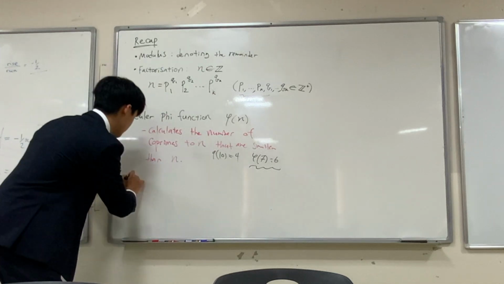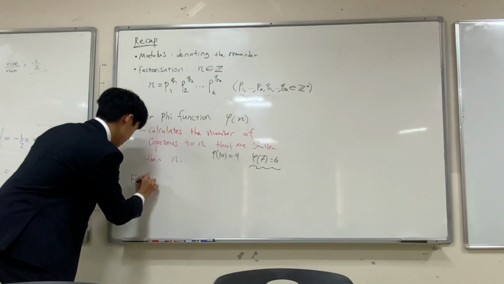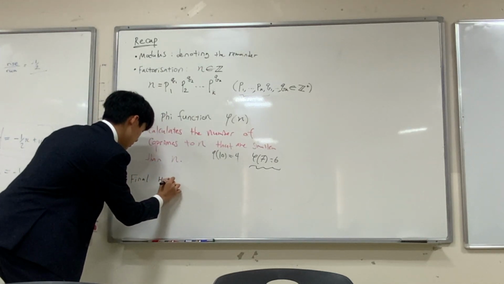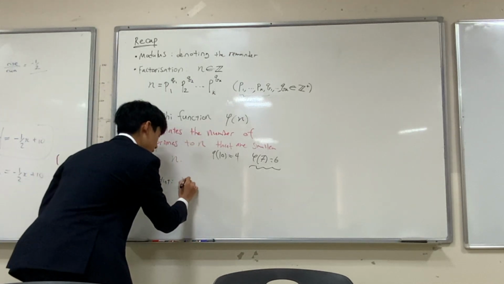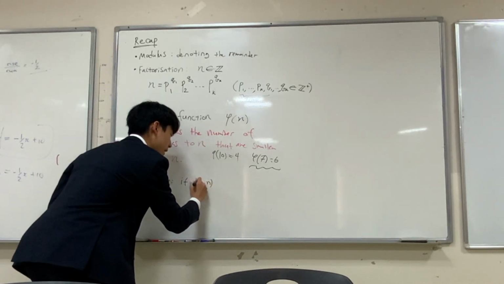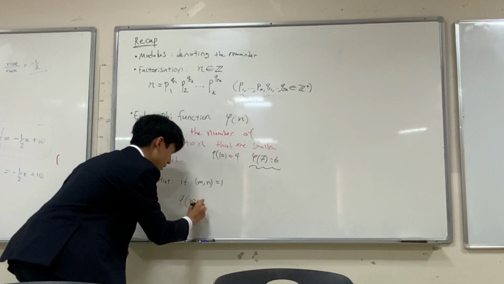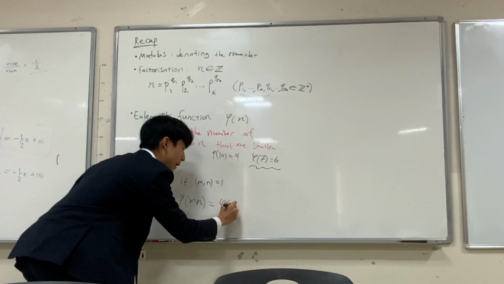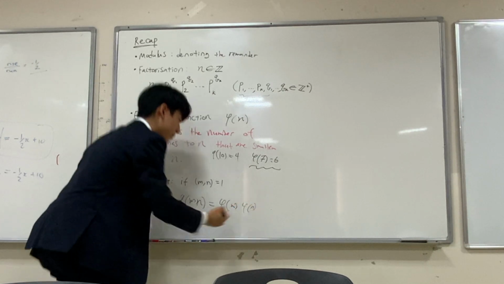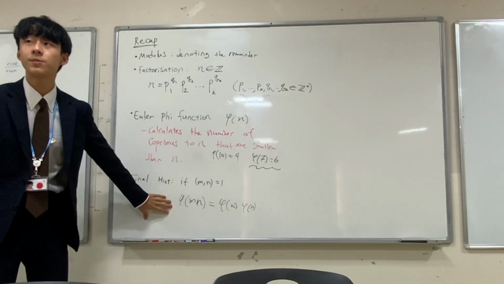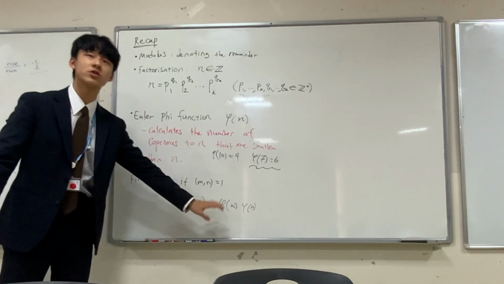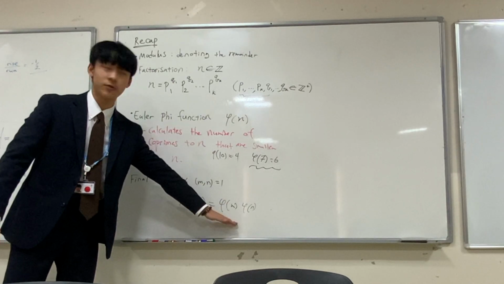And the final hint is that if m and n are co-prime, phi of m times n is phi m times phi n. You don't have to prove this theorem. We're going to prove this lemma soon. You can just take this one for granted.